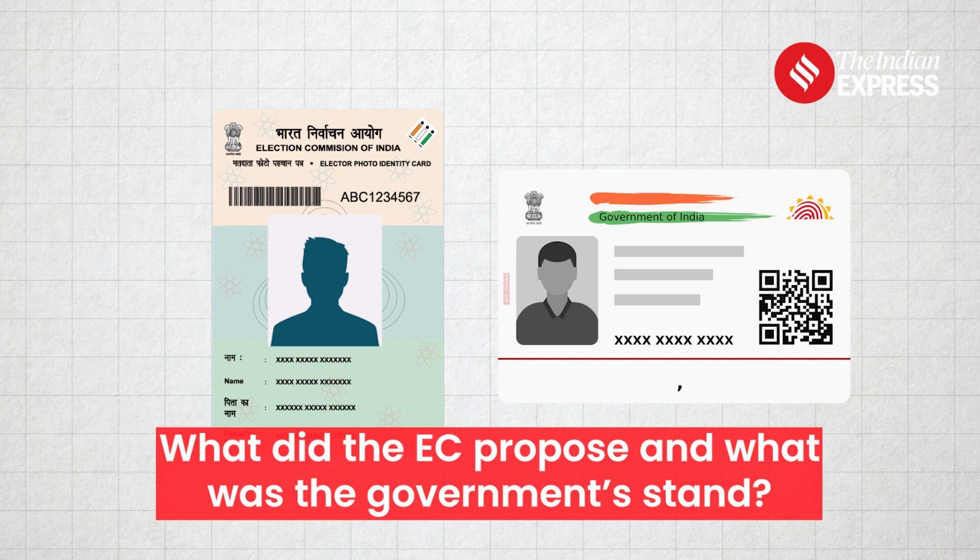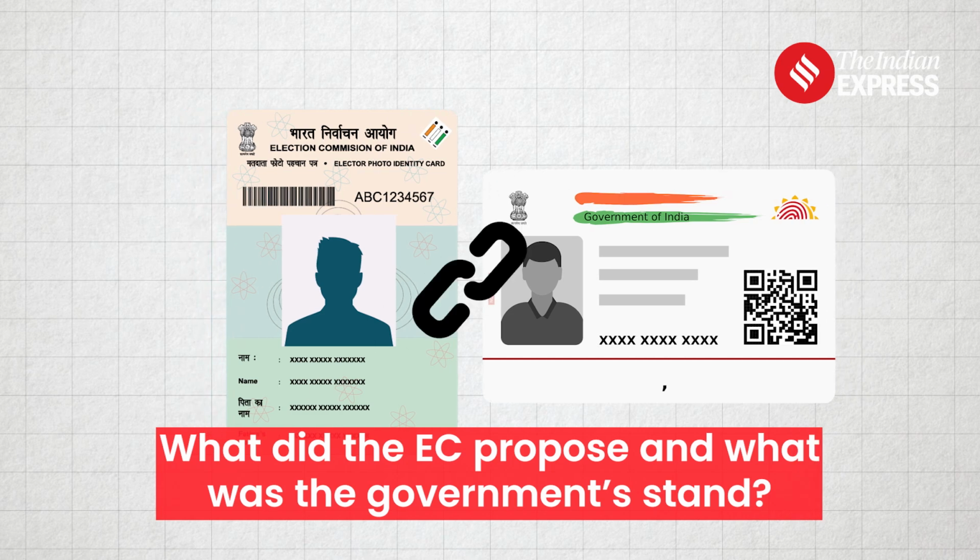The Form 6B gave only 2 options. Like I said, either provide the Aadhaar number or say one doesn't possess an Aadhaar. This would force those who did not want to give their Aadhaar number into making a false declaration. Now, the EC told the court in September that it would make the clarificatory changes required. So what did the EC propose, and what was the government's stand?